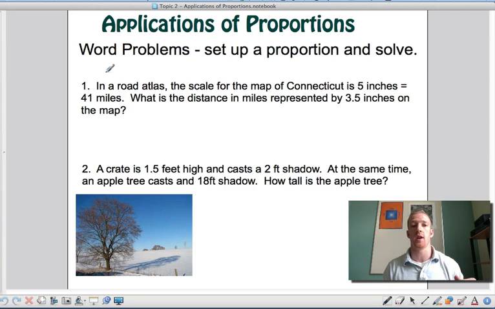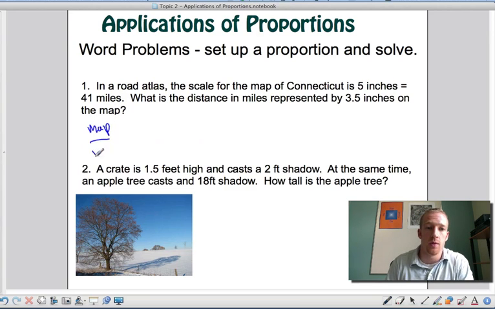So it could be height over height, or height over width. When you're comparing two things with a proportion, same quantities have to be on top and then bottom. So here we have comparing a map to the actual distance. It says 5 inches on the map is 41 miles in real life. So here we want to make sure we have map to real. That's the way I'm thinking of it.